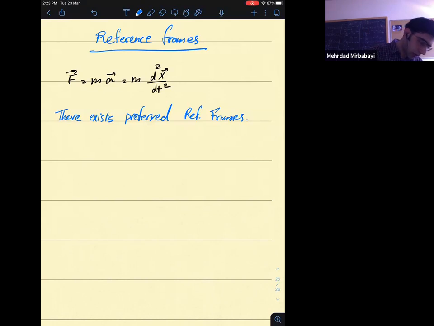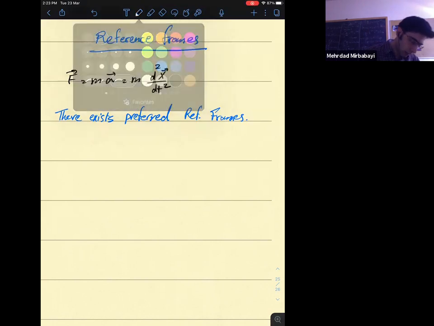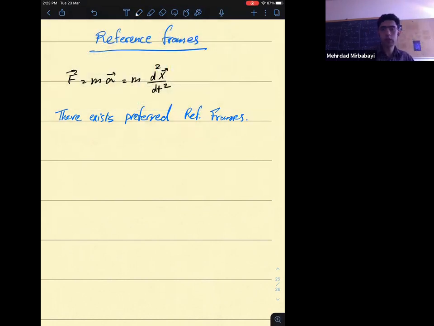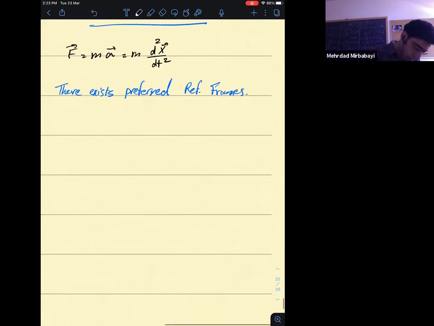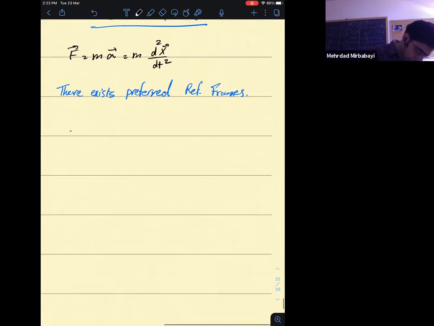Now, if we want to transform to other reference frames, we just take the laws in these preferred frames and then carefully change the variables to the new coordinates. For instance, we can imagine trying to go from the Cartesian coordinates.